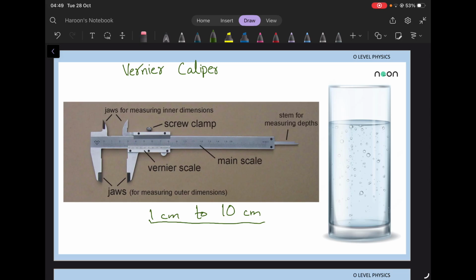And the range. So over here you see this part, the stem. This is used to measure depth. So depth would be this length over here. This is my depth. This can be measured through the vernier caliper.